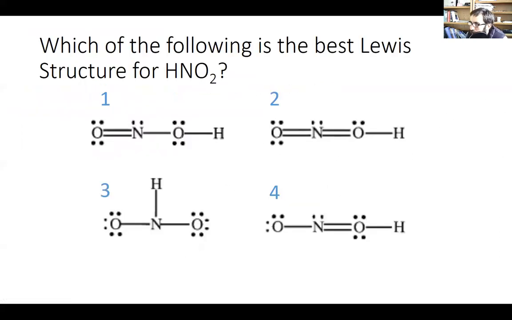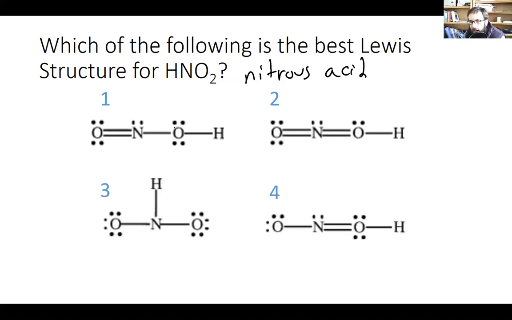So last question I wanted to go over is this one. It says, which of the following is the best Lewis structure for HNO2? That, by the way, remember your naming rules. That's nitrous acid. This is the nitrite anion. You would use your formula sheet to know that. So which is the best structure?